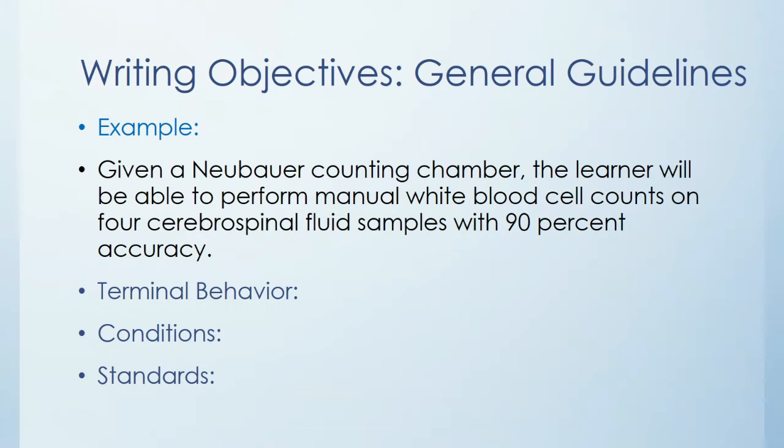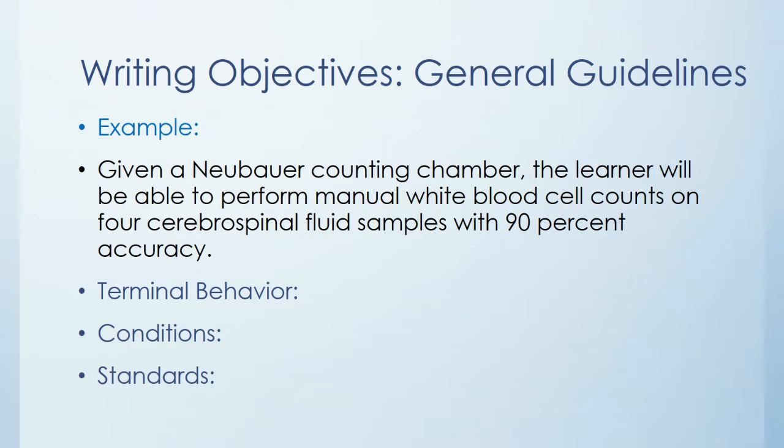So other general guidelines. Let's review some here. I have an example here of an objective. Here it is. It's cute. It says, given, I never know how to say this word, given a Neubauer counting chamber, the learner will be able to perform manual white blood cell counts on 4 cerebral spinal fluid samples with 90% accuracy.